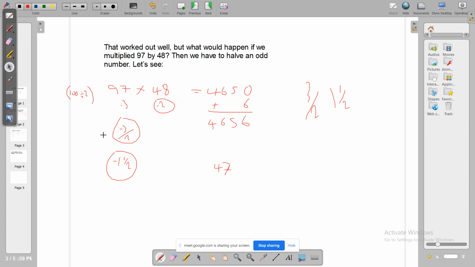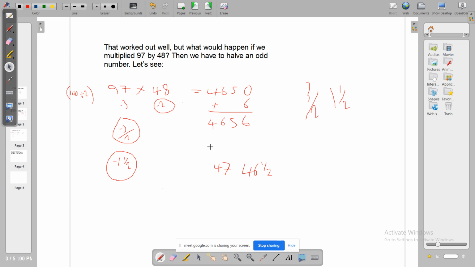Okay, so half from 47, what will be? Half of 1 will be what? 46.5, right? Yes. 46.5. So you have 46.5. So 1 and 2. Okay, so this is how all this calculation came.